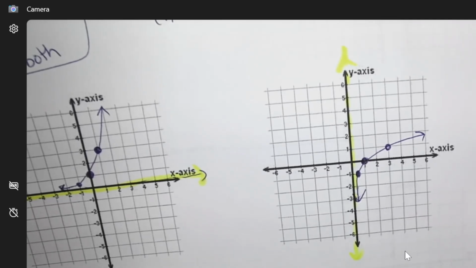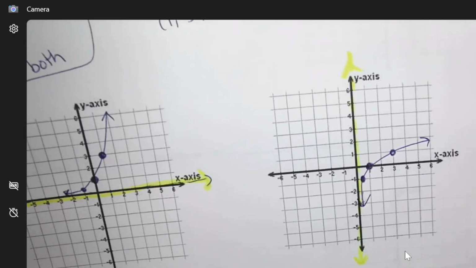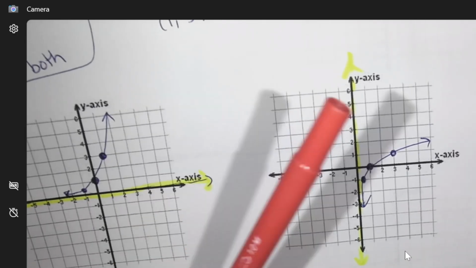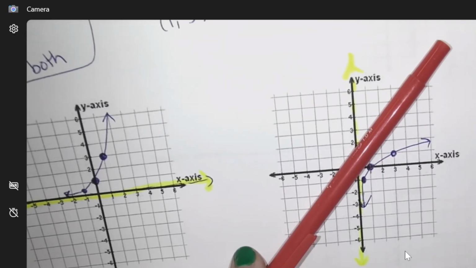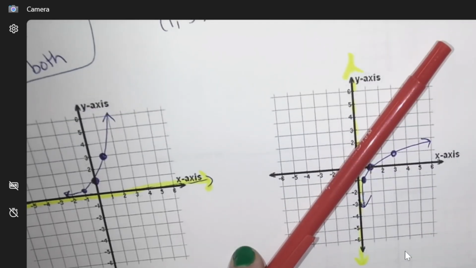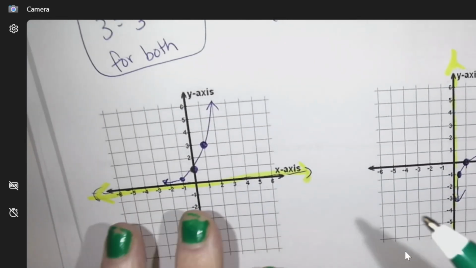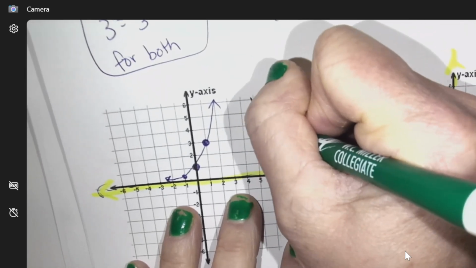Okay, so these are inverses of each other. Why? Because all the x and y's switched. Do you remember that inverse physically is a reflection over the diagonal? Does that look appropriate? Do you see that diagonal reflection? When you flip x and y, what can you tell me about domain and range? They switch.